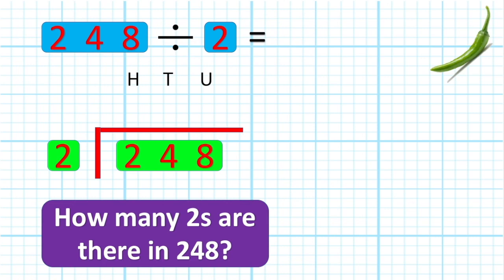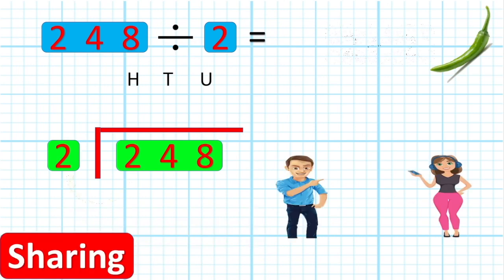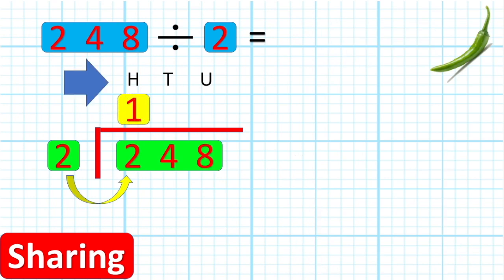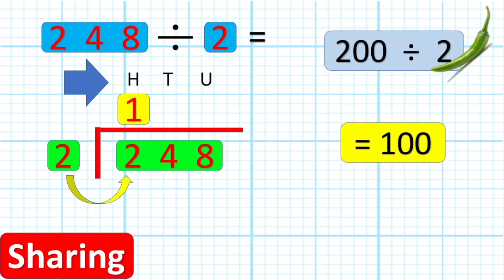So, if we're going to look at this first part, 2 divided by 2, how many 2's are there in 2? Let's share it out. Well, it's 1. We can share it evenly once. But the question actually said, how many 2's are there in 200? And the answer is actually 100. So let's keep that in the back of our minds just for our own understanding, okay?